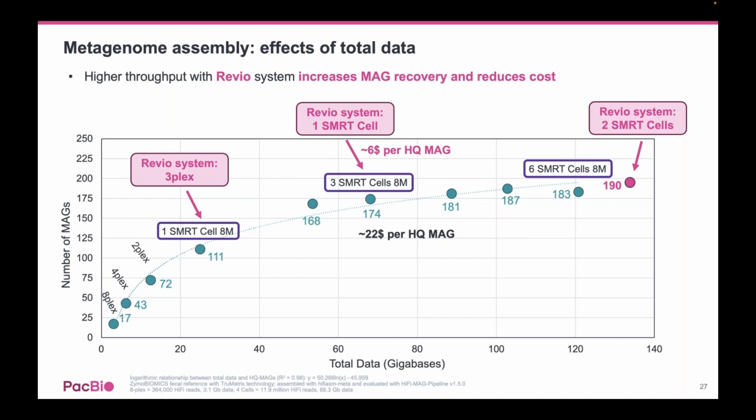And so we can achieve much greater throughput. We can do multiplexing. We can do deep sequencing for relatively low cost. And so I think with Revio, we're going to see a lot of projects unlocking. We're going to see more adoption of HiFi sequencing for this purpose. And that's something that I'm very excited about in the next year.